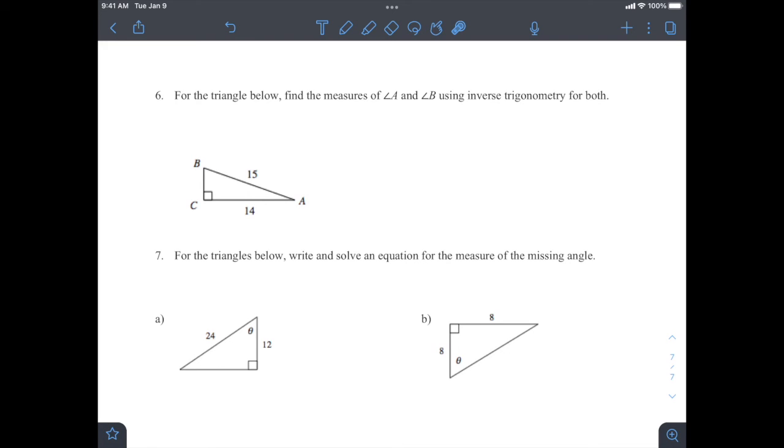Since we're working with angle A first, I'm going to label that as my theta. That's my stand-in for the angle that I'm trying to find. Now, as I'm looking at this triangle, I notice that my 15 is across from the right angle. That's the hypotenuse. And my 14 is next to my angle theta, so that means that this is my adjacent. So if I'm thinking again of my three trig functions from SOH, CAH, TOA, we notice that the only one that has adjacent and hypotenuse is that middle one. It's cosine.